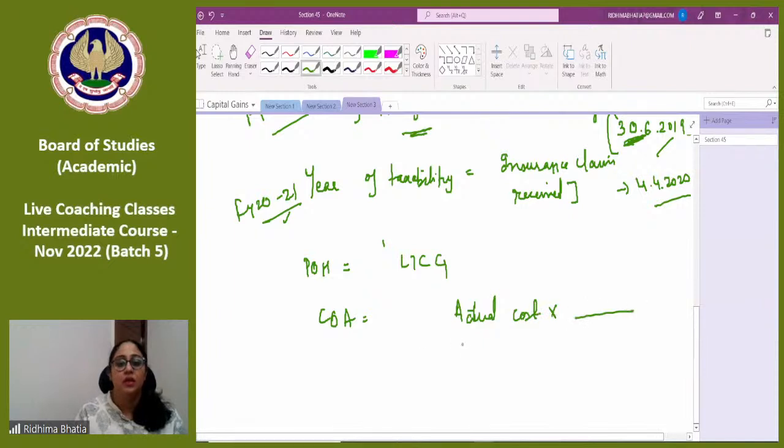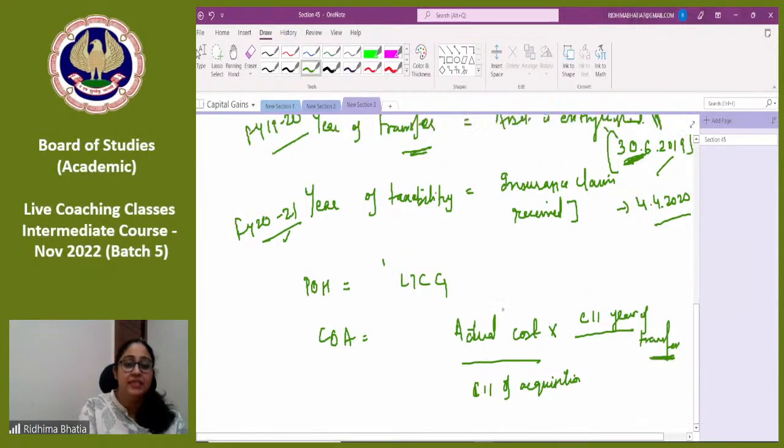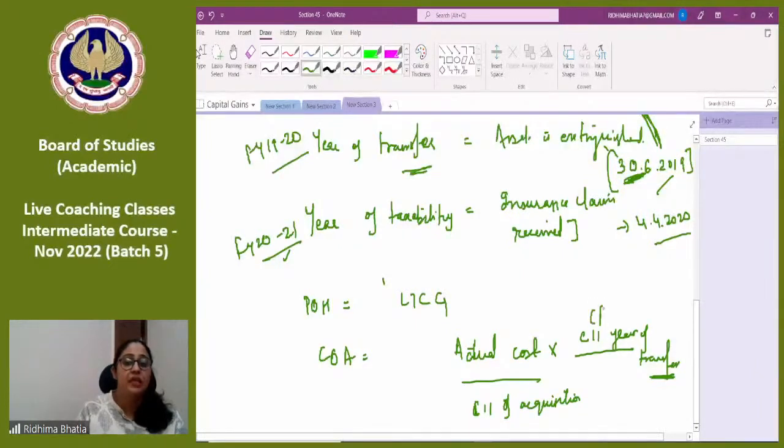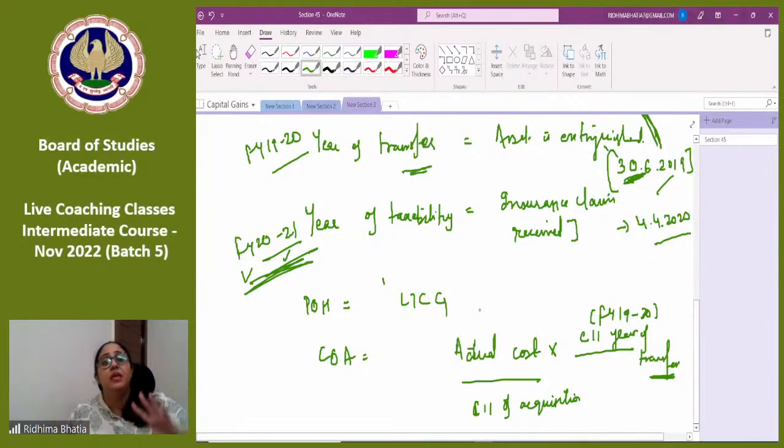What do we do here? CII of the year of acquisition, right? And we multiply it by CII of year of transfer. And this will be the CII of the year of transfer only. Hence, in this case, it would be financial year 1920. It is not anyhow going to be financial year 2021. And you will say why? Even if we're offering the whole capital gain calculation in financial year 2021, and this income tax return will be of assessment year 21-22, it will go in that. But the taxability, even if it's getting here, all the calculation, the transfer has been done in 1920 only.